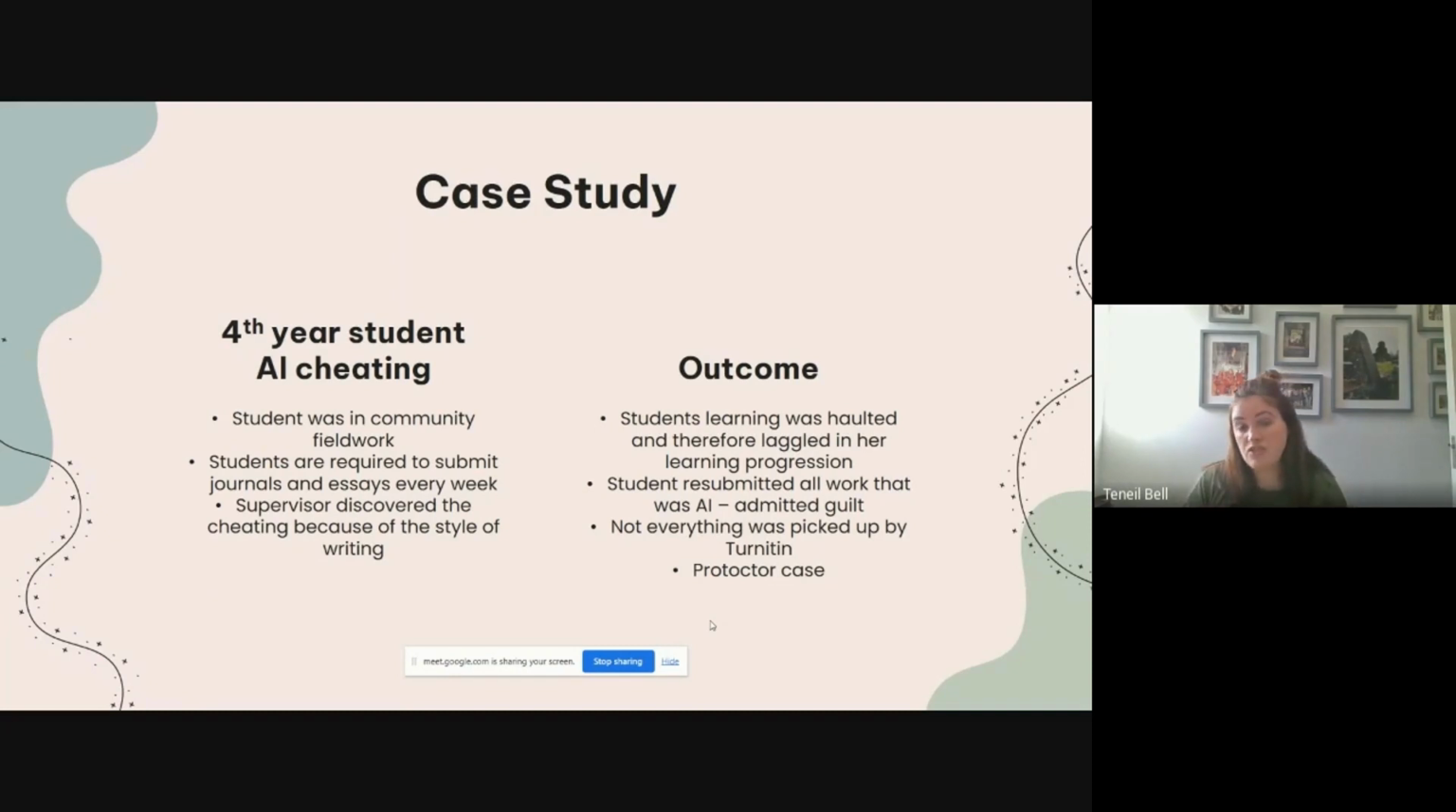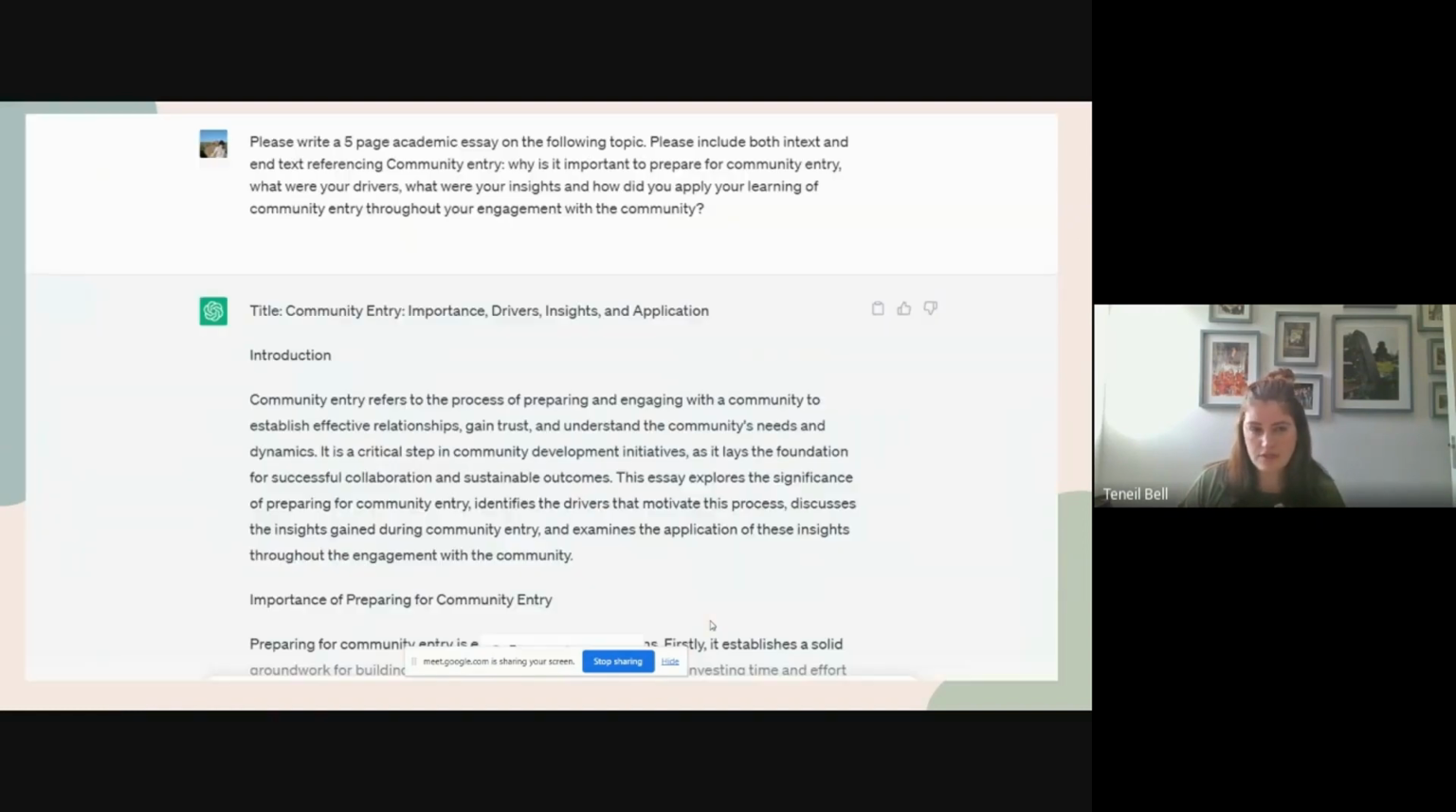We did have a conversation with her. She did admit guilt, and she resubmitted all the work that was done by AI. But like I said, not everything was picked up by Turnitin, so it was quite interesting to look at. Just to give you an example, this is one of the essay questions.